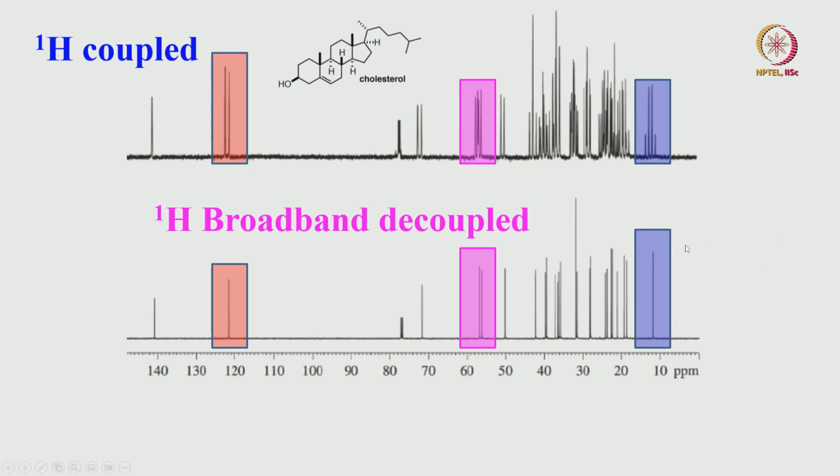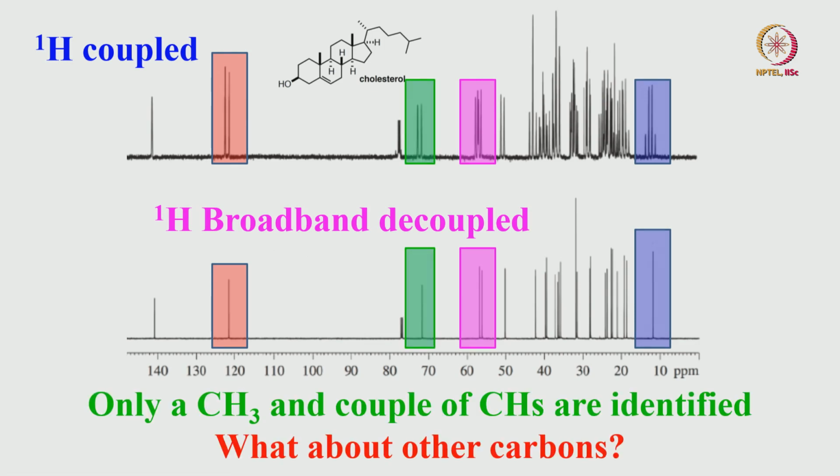Beyond that, from this region, what can we say? Except 1 or 2 carbons here, what can we say about these carbons? What is the multiplicity pattern? Which is CH3, which is CH2, which is CH? It is very difficult to identify. Only in this molecule, a couple of CH3s and a couple of CH2s can be identified. What about the other carbons? How do you identify them?